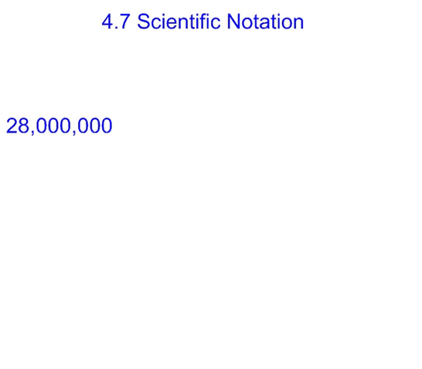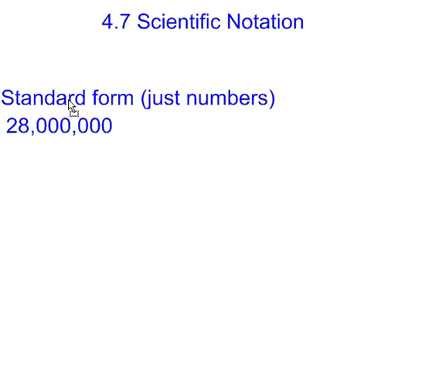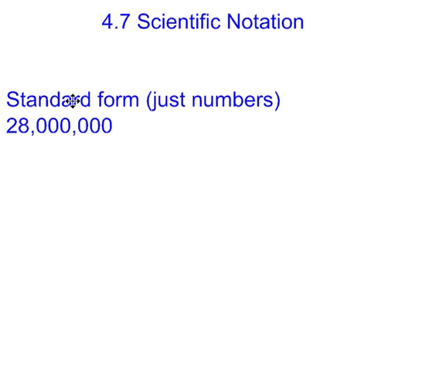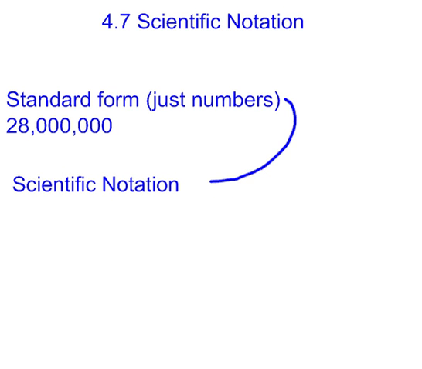The first example I have is 28 million, and the way that this is written out, 28,000,000, is standard form. Another way to remember what standard form is that it's just numbers. Now we can take this number and write it as scientific notation. So the first thing that I'm going to talk about is going from standard form to scientific notation.